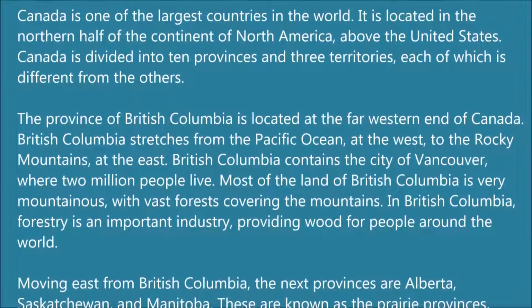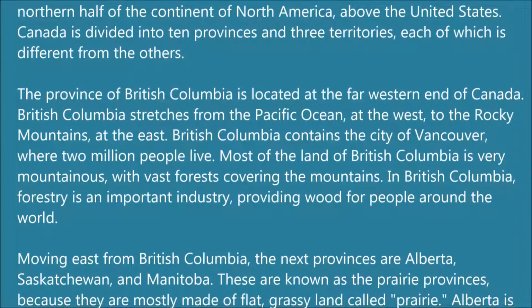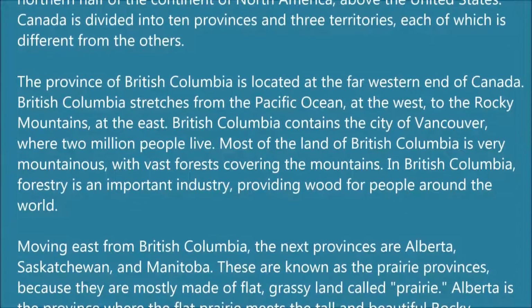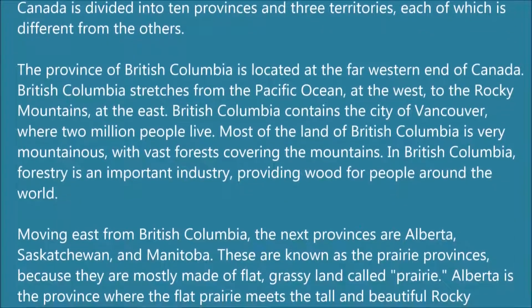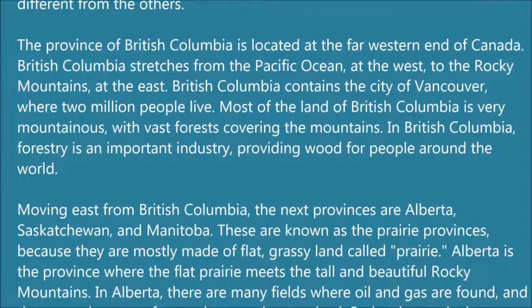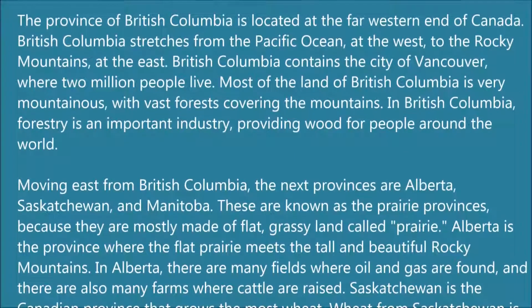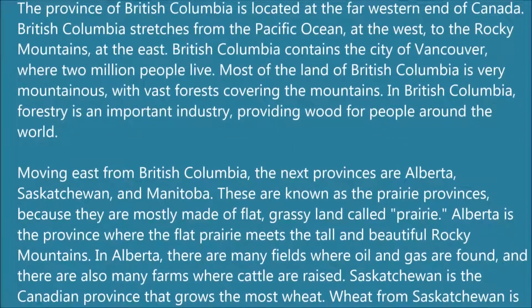Moving east from British Columbia, the next provinces are Alberta, Saskatchewan, and Manitoba. These are known as the Prairie Provinces because they are mostly made of flat, grassy land called prairie. Alberta is the province where the flat prairie meets the tall, beautiful Rocky Mountains.